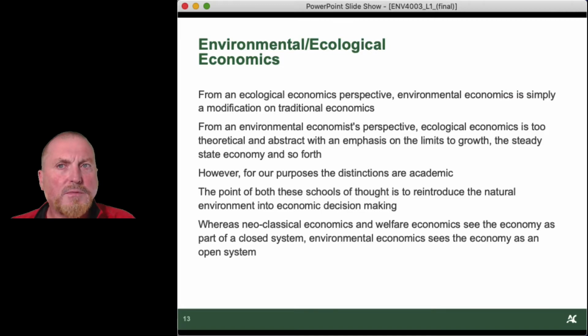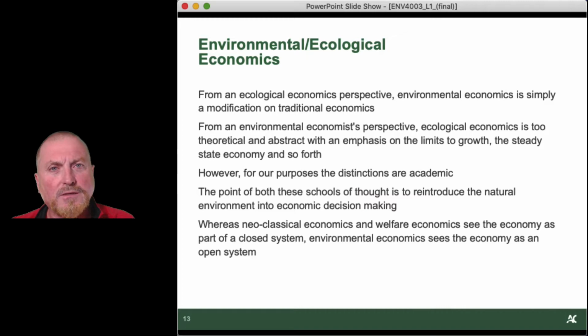From an ecological economics perspective, environmental economics is simply a modification on traditional economics, which to a degree is correct, okay? From an ecological economist point of view, we need to introduce all kinds of new concepts. And we're going to talk about that at the end of these lessons. From an environmental economist perspective, ecological economics is too theoretical and abstract, with an emphasis on the limits to growth, or the steady state economy and so forth.